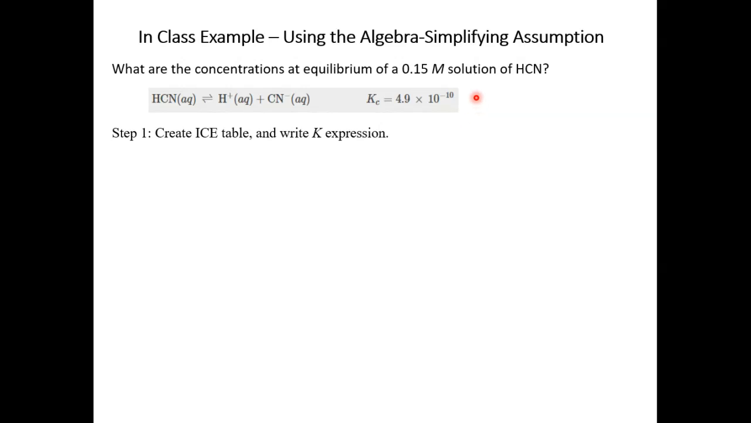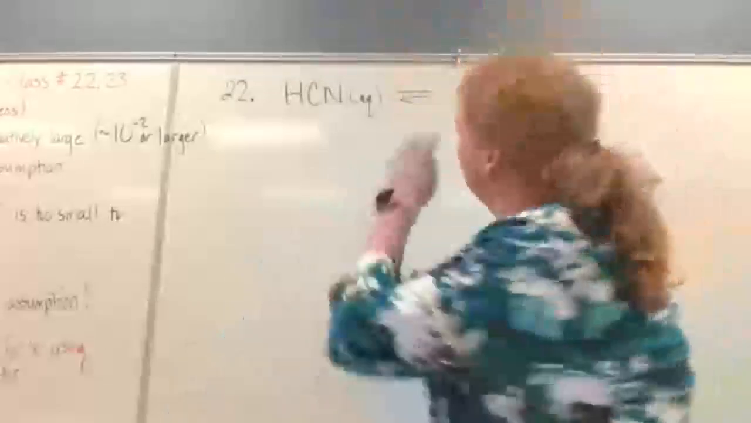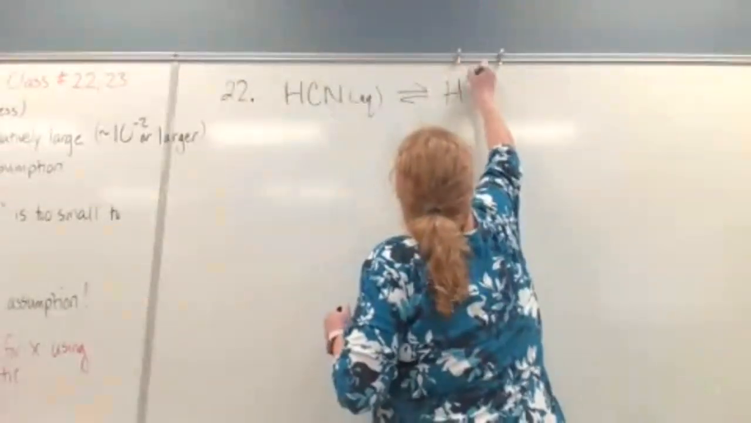What do we notice about this value of K? Wow, it is so tiny, right? It is very, very tiny, very, very small. What do we notice about our value of the initial concentration? Way bigger than the K value. I think we can make our assumption here. Okay. Fill in your ice table.